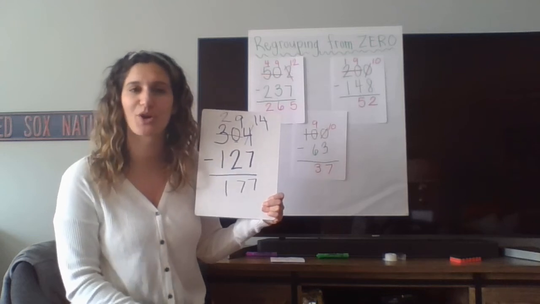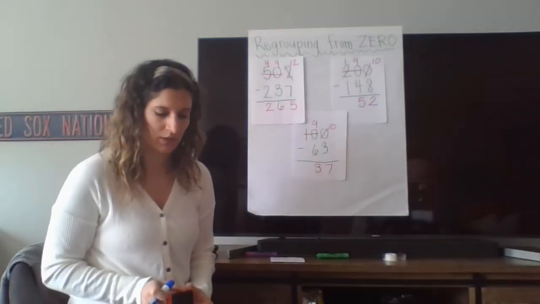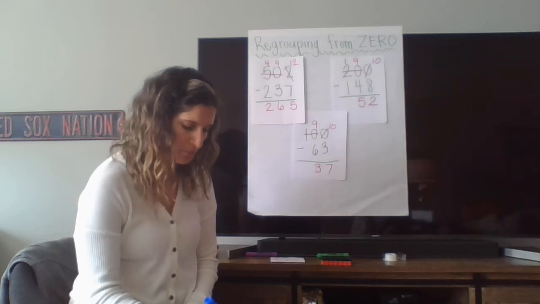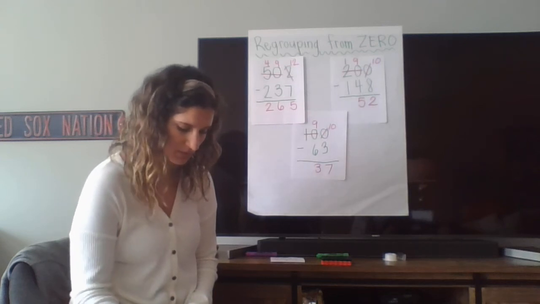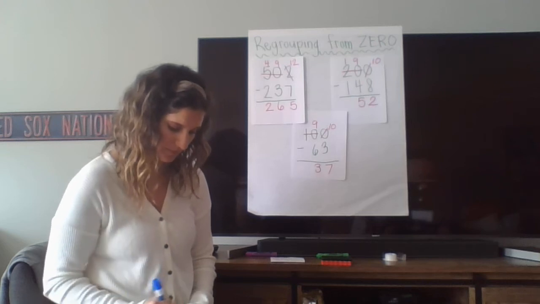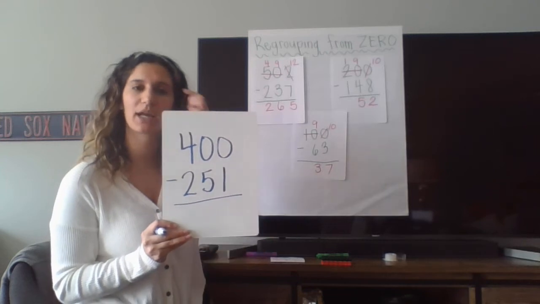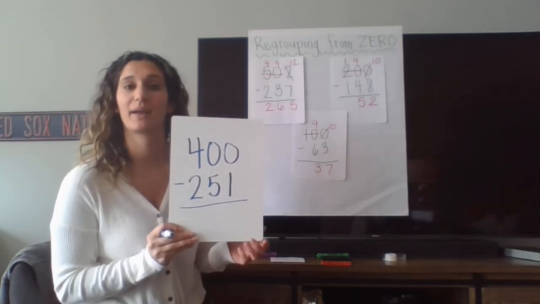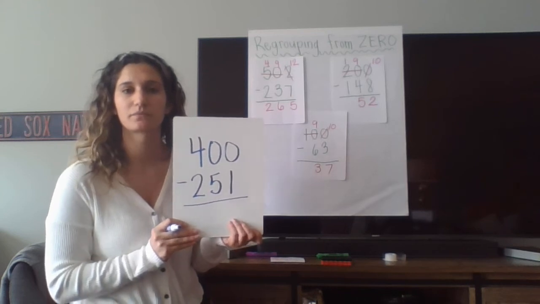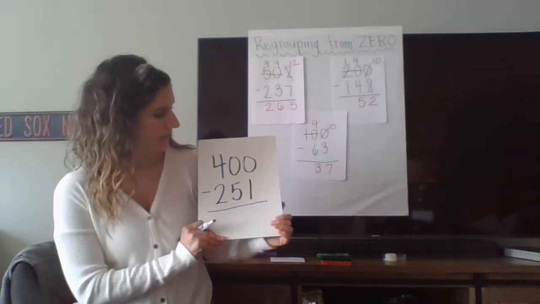We're going to do 2 more problems, all right? So the next one, again, once you've written down the problem, pause your screen and solve the problem. Here we have 400 minus 251. Go ahead and pause your screen and solve that problem. All right, let's take a look together.